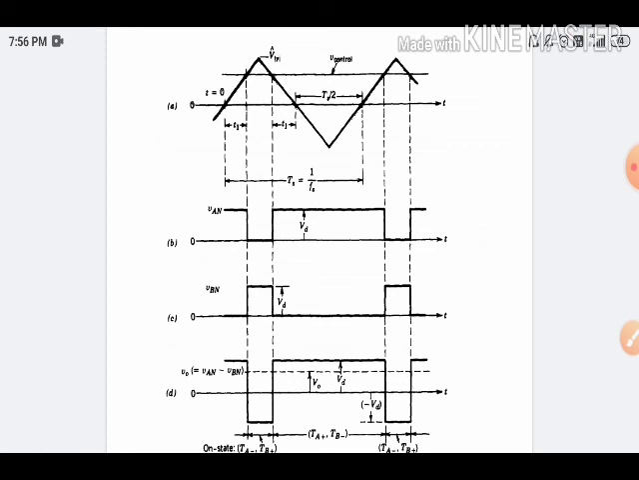So we conclude at last that the output voltage jumps between VD positive and negative VD. That's why it is called bipolar voltage switching PWM.